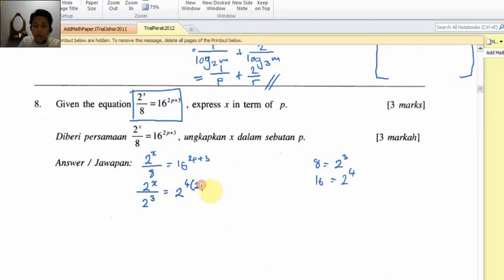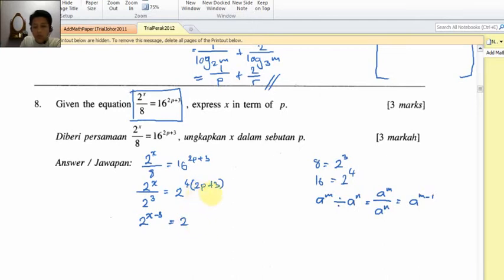We just multiply with 2p plus 3 everything in the bracket. And you should know as well this formula: a raised to the power of m divided by a raised to the power of n is equal to a raised to the power of m minus n. So we can apply that to the left hand side of this equation. So this is equal to 2 raised to the power of x minus 3, which is equal to 2.